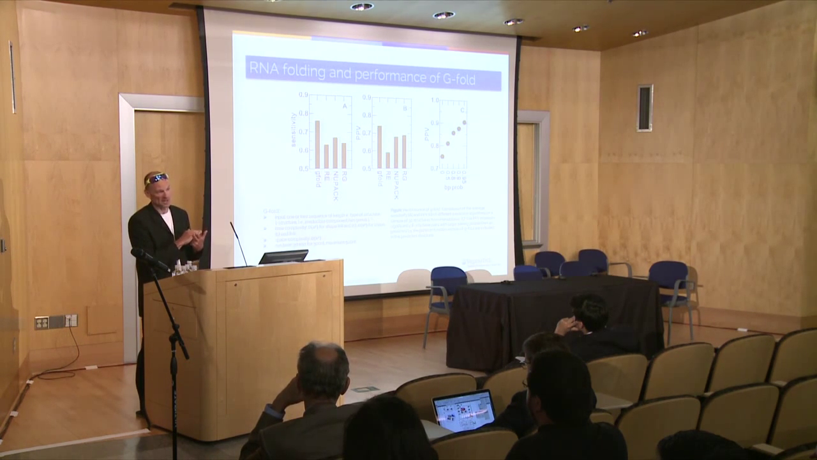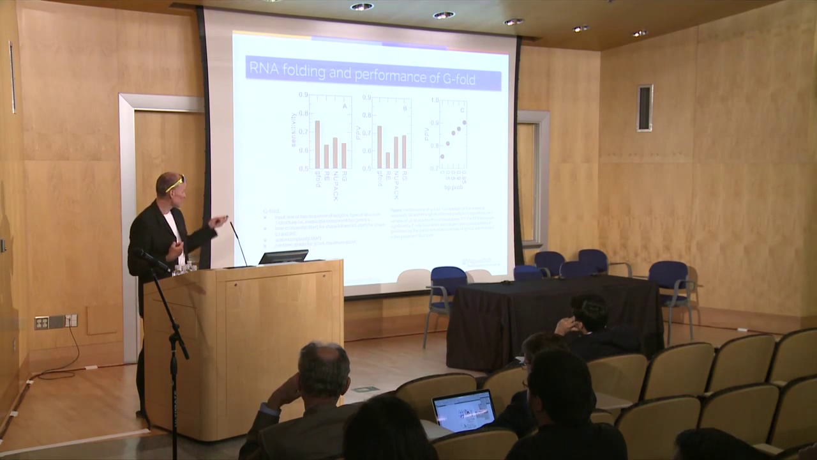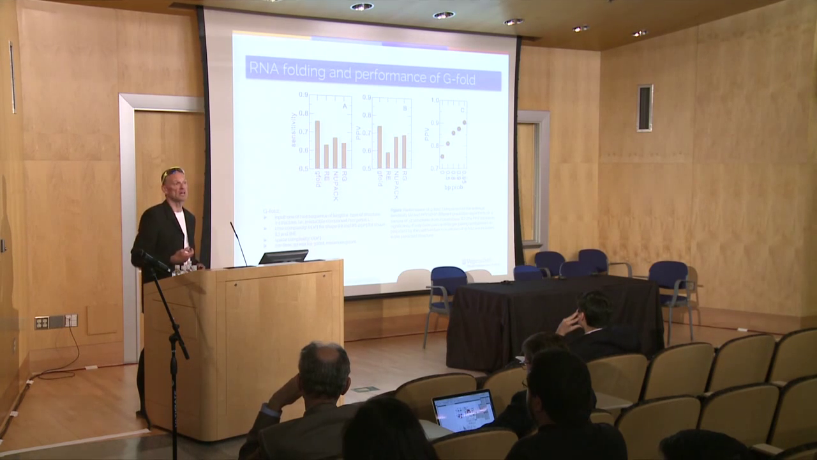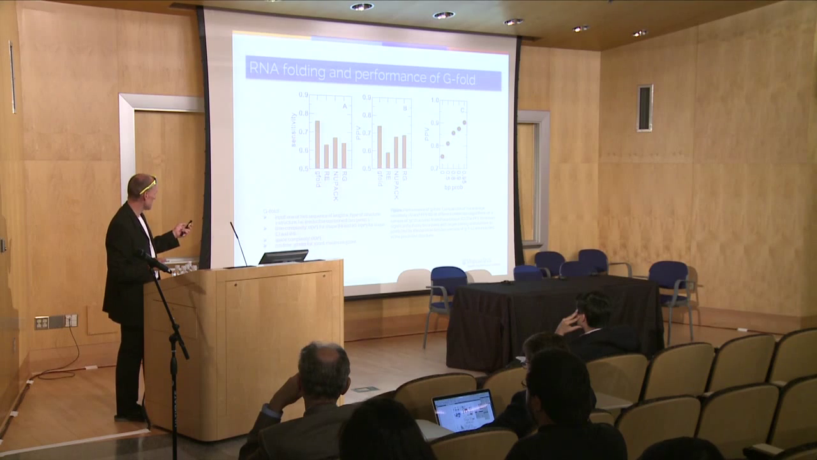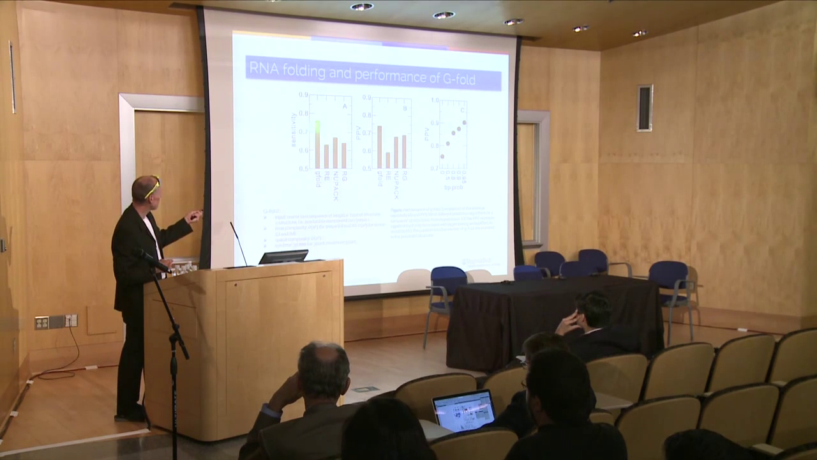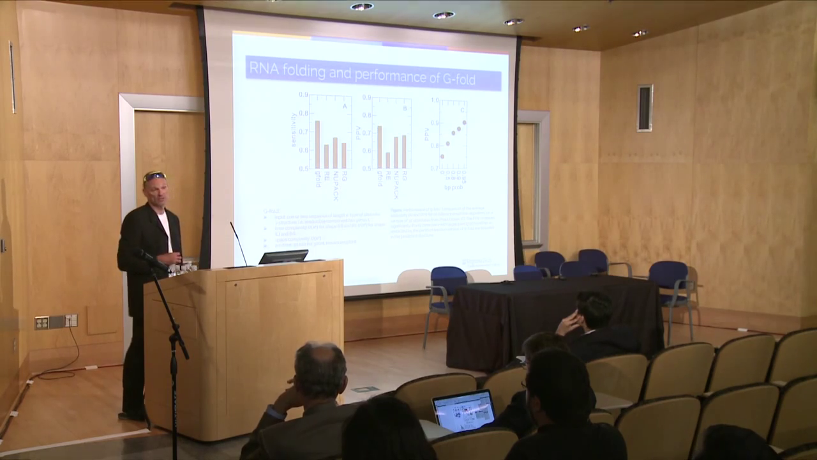But that is nonsense, because different ways of pseudoknotting have specific energies. And people are incapable of incorporating this because they don't have the underlying model. They don't have the decompositions. They don't have the unambiguous grammars that stand behind this. So the G-fold thing here is actually fairly sensitive, and it has a very nice positive predictive value.